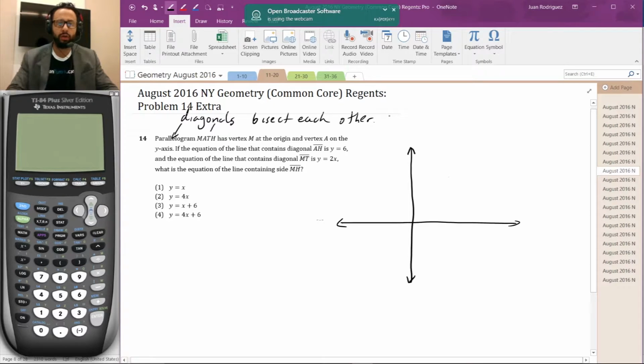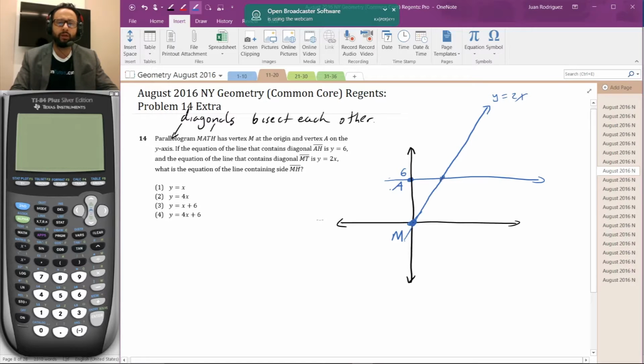Okay, so let's see. Parallelogram MATH has vertex M at the origin. So this is M. Let's go to the color blue. This is M. And then vertex A somewhere on the y-axis. It might be above or below the x-axis, so we can't draw it yet. But the equation of the line that contains diagonal AH is y equals 6. That's up here. So in fact, now we know that A is over here, 6 units up. And now the equation of the line containing diagonal MT is y equals 2x. So that's from M to wherever T happens to be. That's the line y equals 2x.